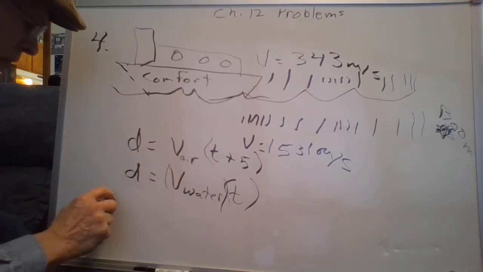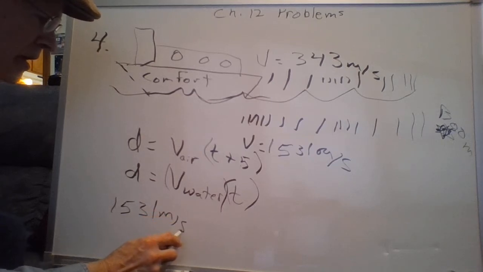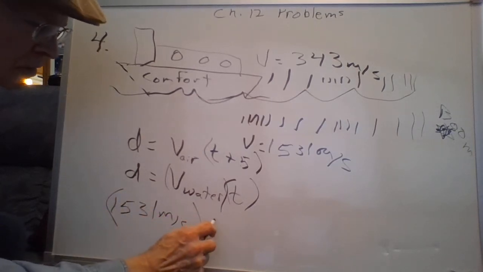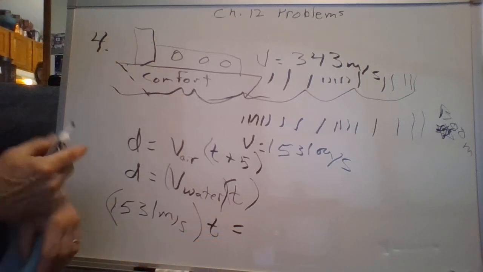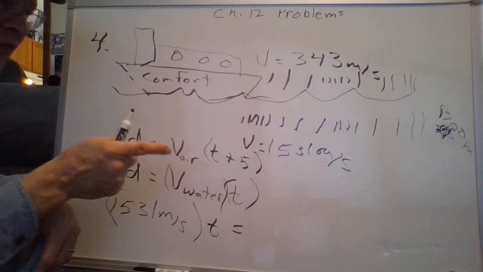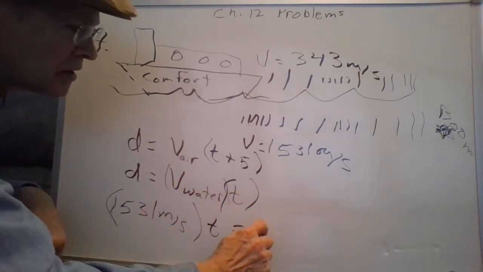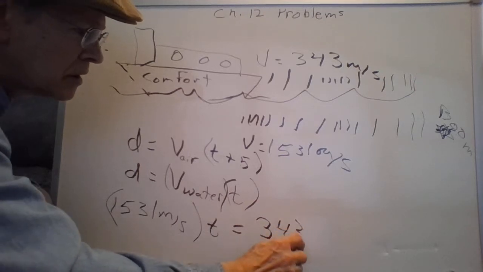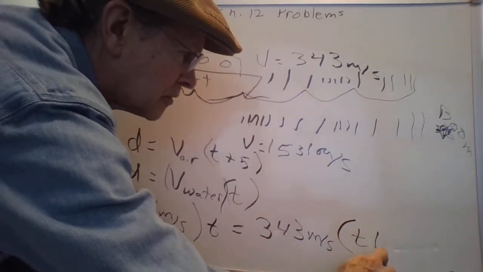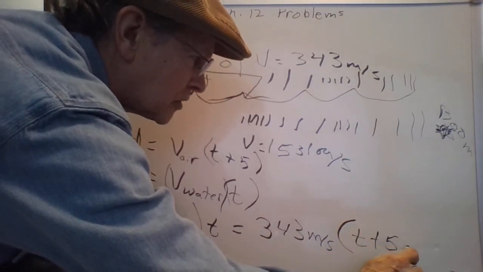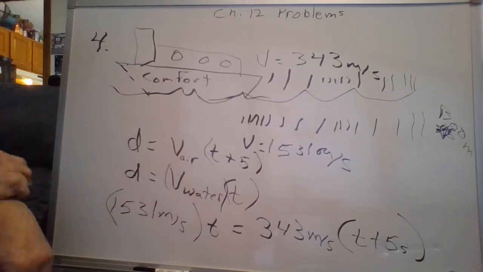Velocity of sound in water, 1531 meters per second, times how much time? Well, it was t, right? That's all we know. We don't know how much time it was. We just know it took 5 more seconds in the air. Well, that should be equal to the velocity of the sound in air, 343, times t plus 5 seconds. There you go. Solve that equation for t.